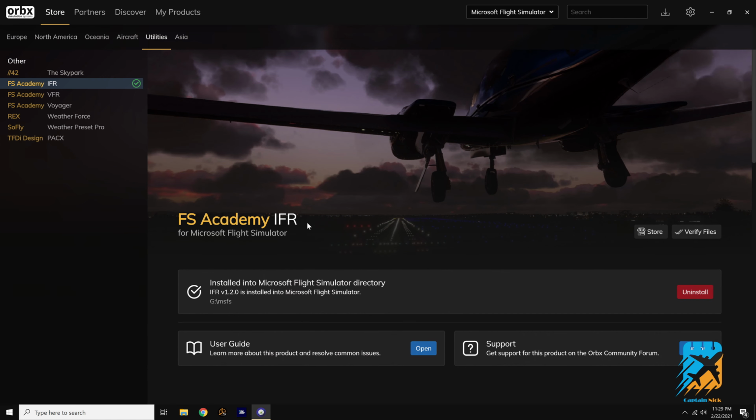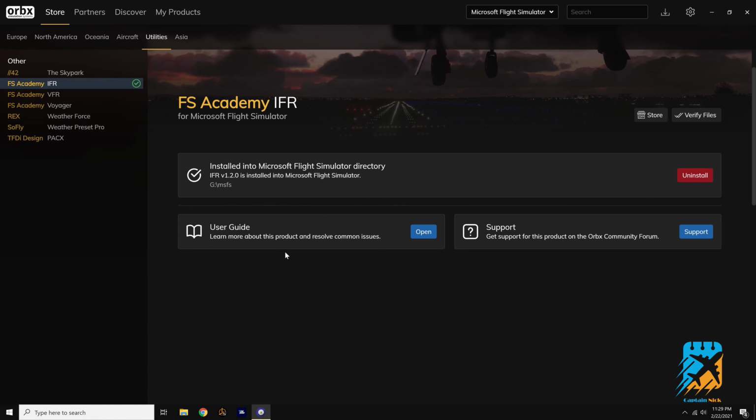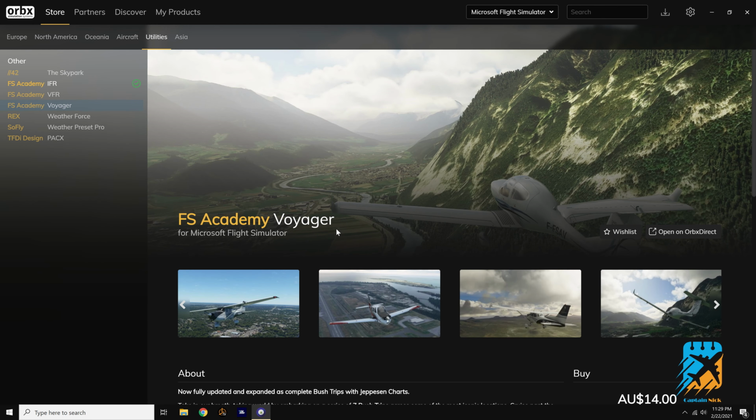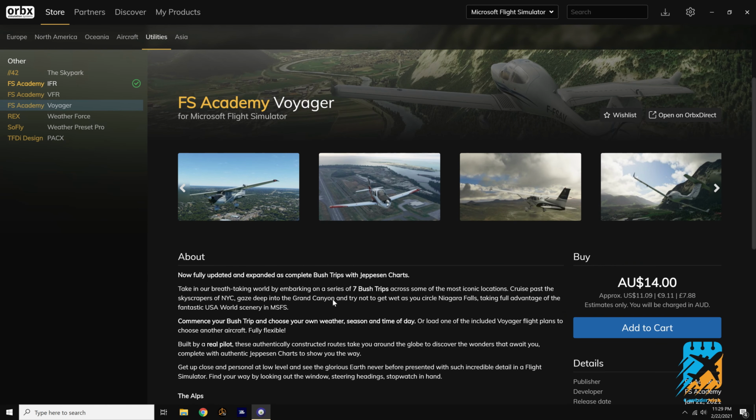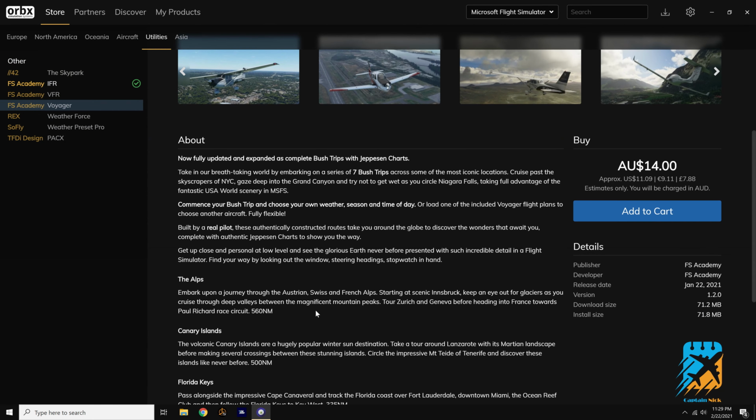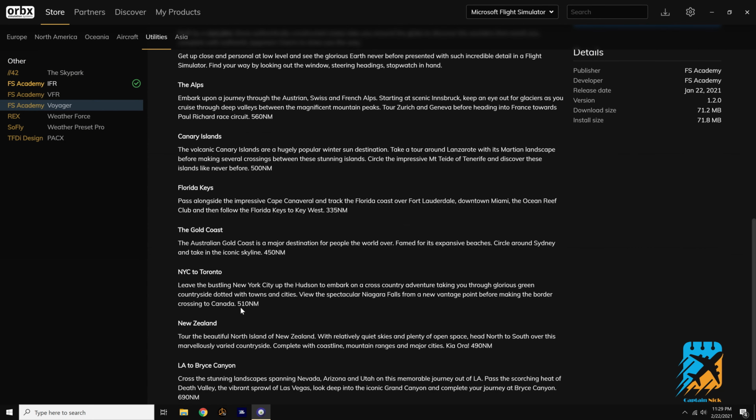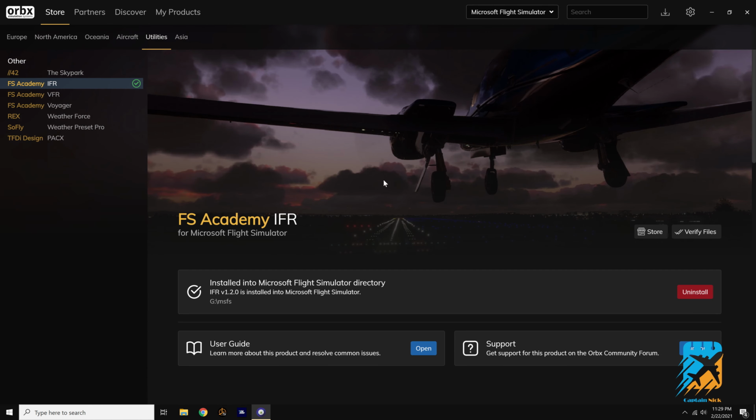I went ahead and picked up the IFR package, which was the same price, and they also offer this Voyager deal, which is a collection of bush trips throughout different parts of the globe. The Alps, Canary Islands, Florida Keys, Gold Coast. Anyway, the one I bought was FS Academy, the IFR package.